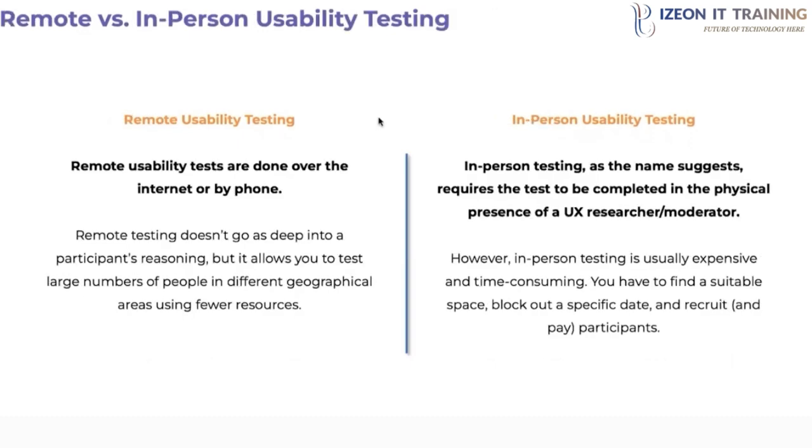All right, next one is remote versus in-person usability testing. Remote usability tests are done over the internet or by phone. This is as simple as it can get, right? Remote testing does not go as deep into a participant's reasoning, but it allows you to test large numbers of people in different geographical areas using fewer resources. So it is perfect when you want to gather feedback from users in different locations.